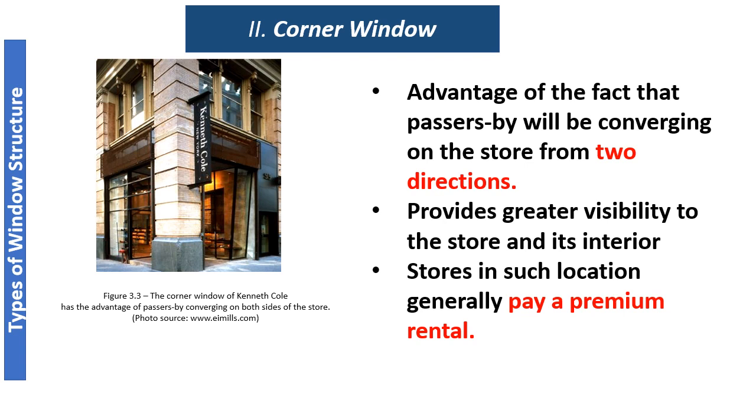When a retailer occupies a corner location, the design should take advantage of the fact that passers-by will be converging on the store from two different directions. These are the windows which are seen from two directions, hence it provides maximum visibility to the store. Therefore, in such locations, generally the retailer has to pay a higher rental.